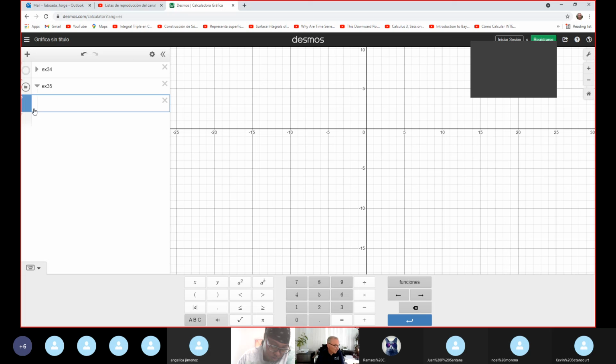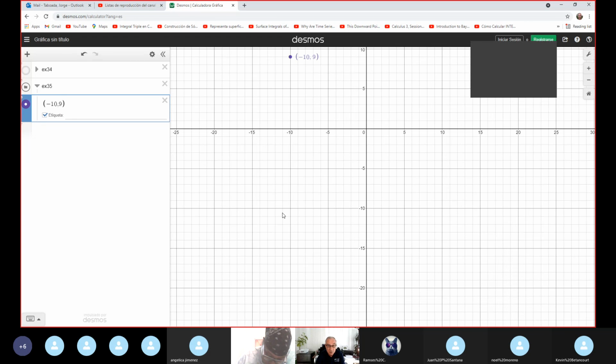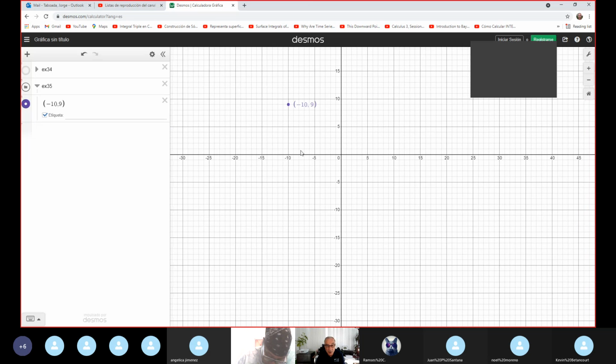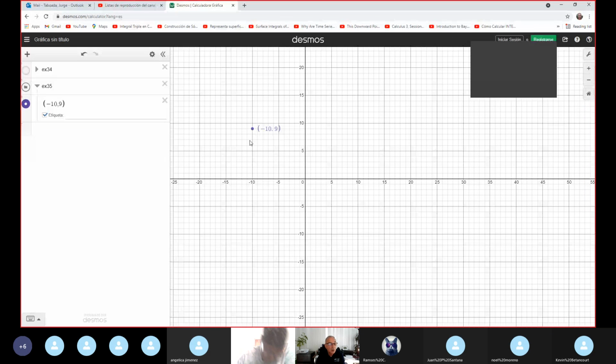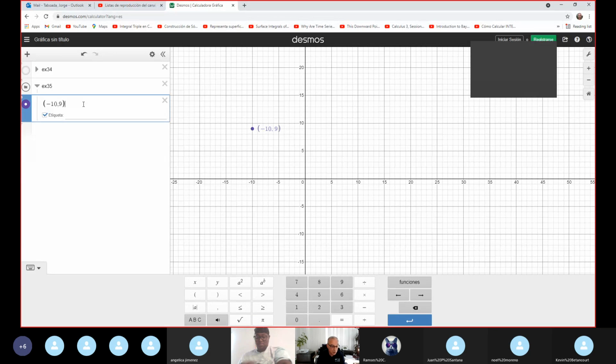You press enter, you plot the point. The point was -10, and let me use the keyboard of this book. -10, 9. I put the label. Okay, look at that. This is my point, purple color. Good. Now the equation of the given line was 2x minus 5y equal -7.